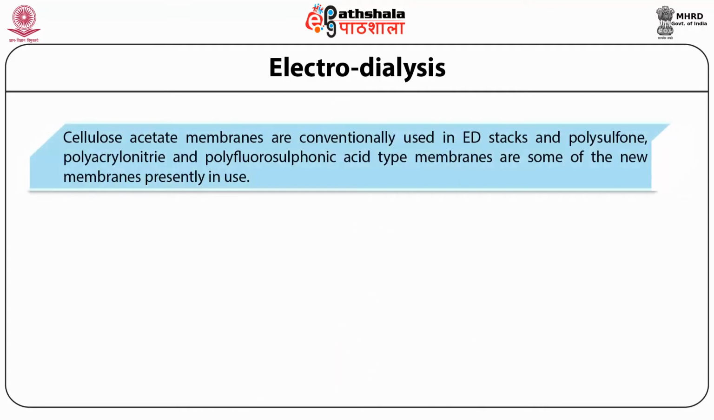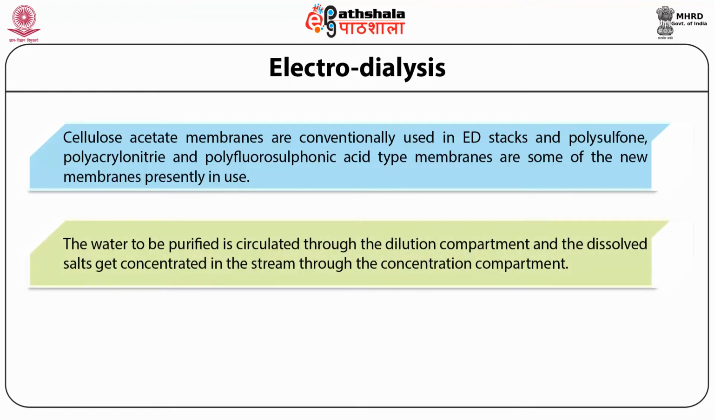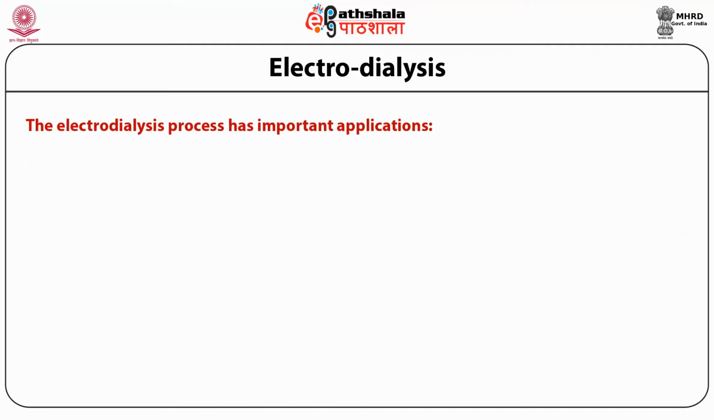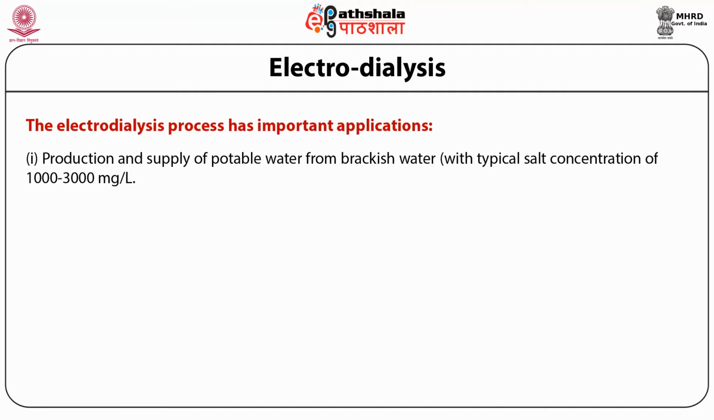The cellulose acetate membranes are conventionally used in electrodialysis stacks, and polysulfone, polyacrylonitrile and polyfluorosulfonic acid type membranes are some of the new membranes presently in use. The water to be purified is circulated through the dilution compartment and the dissolved salts get concentrated in the stream through the concentration compartment. The electrodialysis process has important applications, including the production and supply of potable water from brackish water with typical salt concentration of 1000 to 3000 milligrams per liter.